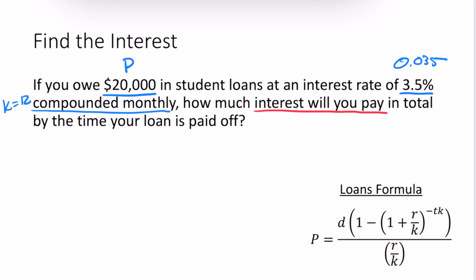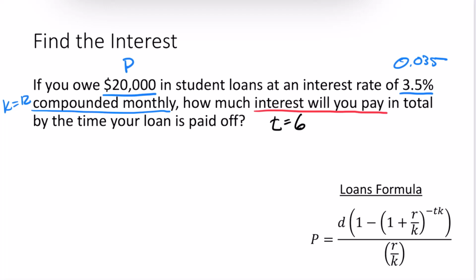So in the previous video, we found out the total amount that you'll end up paying. And in this one, we're looking at how much interest will you pay in total by the time your loan is paid off. And on this problem, there was a typo, and we didn't have the specification for what T is, or the number of years that you're using to pay off the loan. And so in that previous video, we had T equals 6.